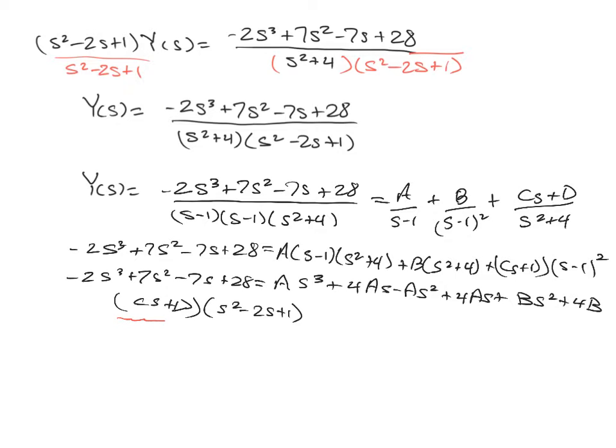And those last two terms there, just to make things a little easier for ourselves, are going to be Cs cubed minus 2Cs squared and 0 plus Cs squared plus Cs, and then plus Ds squared minus 2sD plus D. So now I have to go through and combine like terms, and we will do that in the next video.